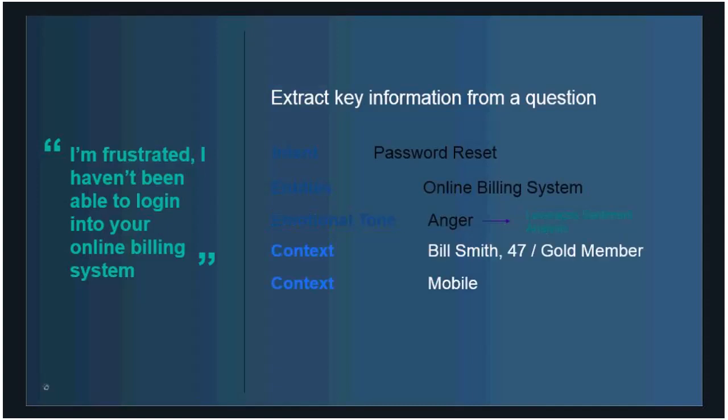And then finally, we're bringing in any other context we know about them. So this is context that has come from other messages in the conversation. So we may know that they're Bill Smith, they're 47 years old and a gold member. And other context we may have is being loaded in from other data sources. So in this case, we may know that they're contacting us from a mobile phone, and as a result, we may choose to escalate to a live agent because this is an angry, high-value customer, and they're already on a medium that is suitable for having a call.